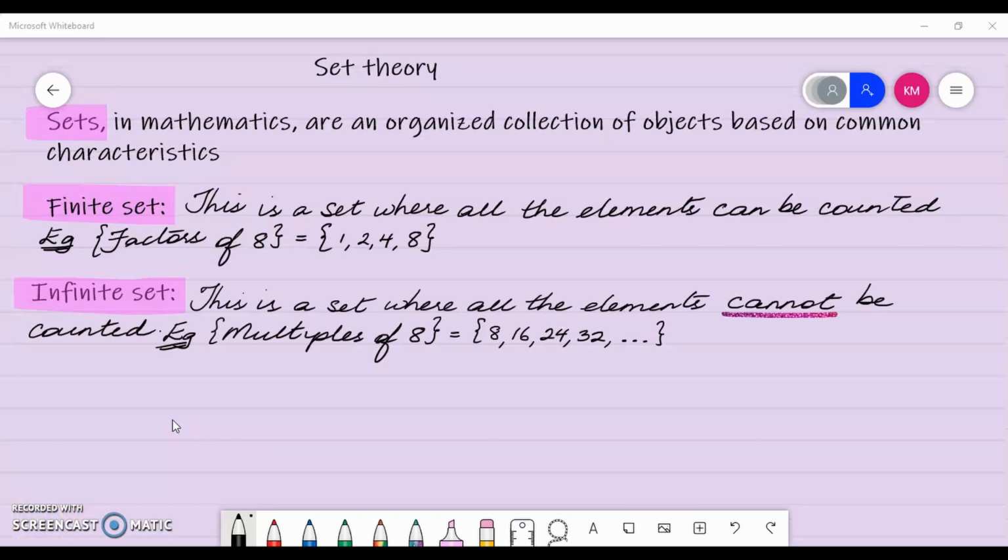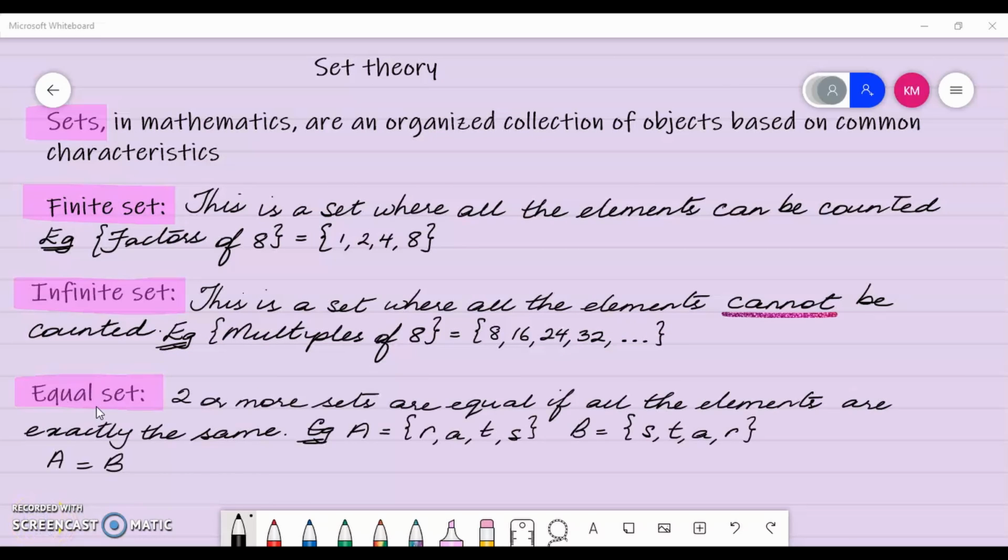Let's look at what an infinite set is. An infinite set is a set where all the elements cannot be counted. For example, multiples of 8. I cannot list all the multiples of 8 because it goes all the way to infinity. So I can list some of the elements of the multiples of 8. I will say 8, 16, 24, 32, and the list goes on. I have my 3 dots there to show that the list goes on.